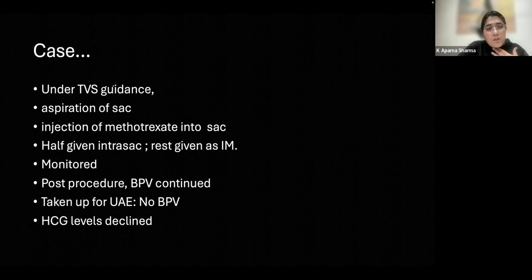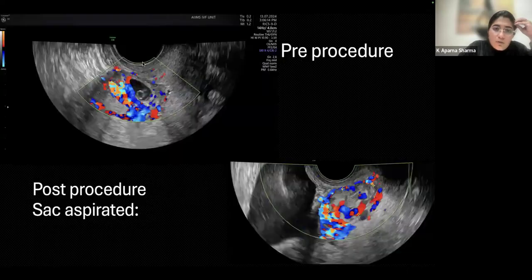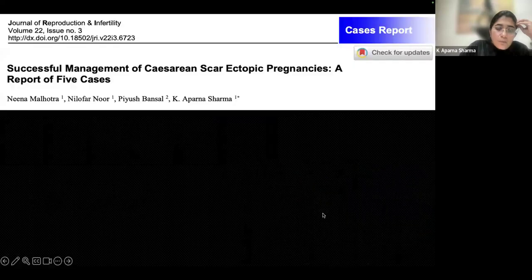So in this patient, she underwent a transvaginal guided aspiration of the sac, and methotrexate was injected into the sac, and half was given as IM. Post-procedure, because of the vascularity that was seen, the bleeding PV continued and she was taken up for UAE, following which she subsided. So here we can see the sac, but post-procedure, the content of the sac was aspirated, following which a UAE was done, and this patient's beta HCG came to the negative value.